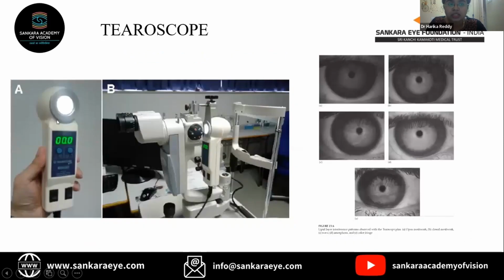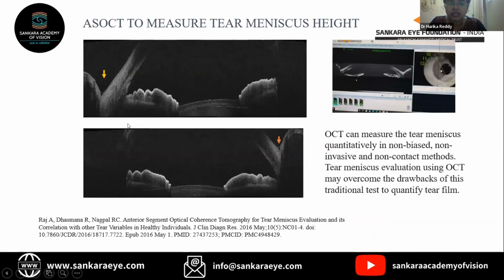Next is the tearoscope. This is a handheld instrument which also measures the non-invasive tear breakup time, and the lipid layer thickness can also be measured with the help of the tearoscope. And I tried to measure the tear meniscus height with the help of an anterior segment OCT. Here, I took a patient and measured the meniscus height, which is approximately 0.3 mm. It is a non-invasive and more reliable test when compared to slit lamp examination.